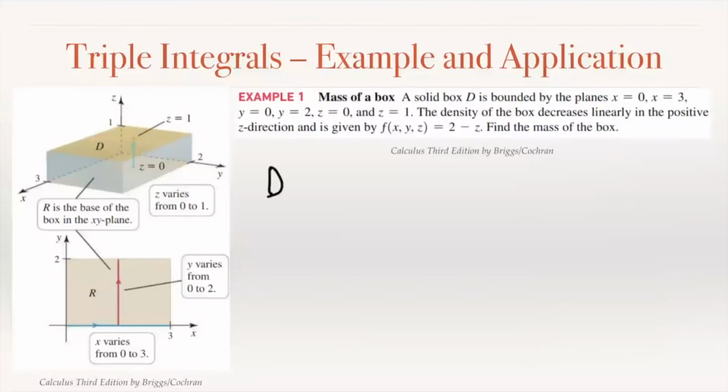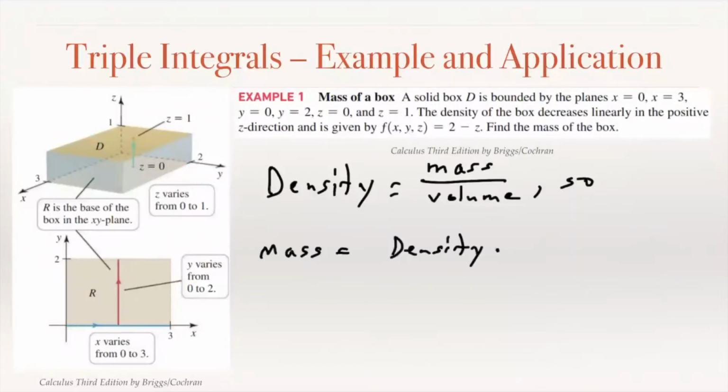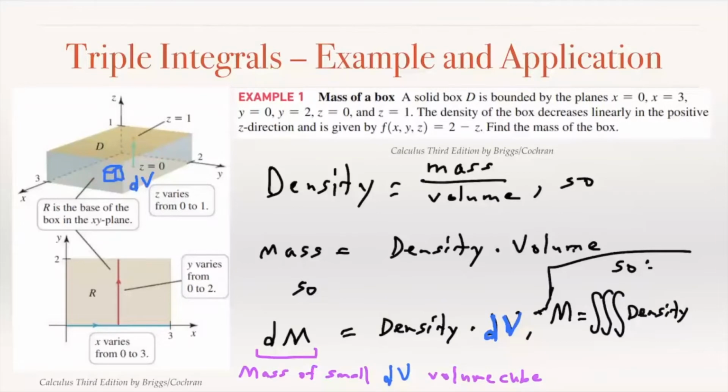Well, density, by definition, is the mass per volume. So that means that mass is density times volume. And if we imagine a little tiny volume cube, we can think of that as our dV. Then the dm, the little mass of that volume cube, would be the density at that point times the volume, because mass is density times volume. And then to find the total mass of the entire box, we can add together the masses at all of the little dV cubes, but adding together all of those little dm masses is the same as integrating. So we take the triple integral of both sides, and the total mass of the box is the triple integral of density dV.